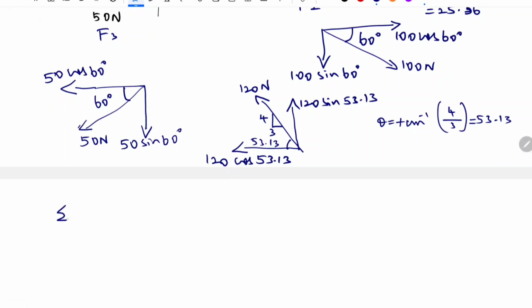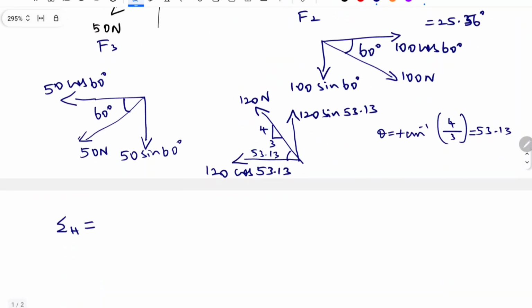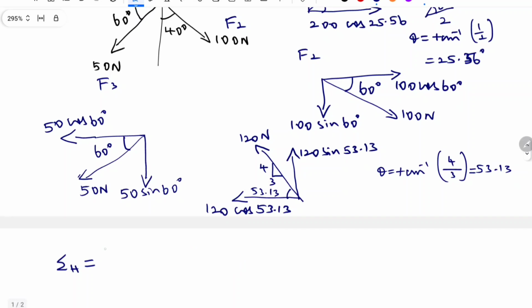First, the summation of horizontal forces, summation of H. So, starting from F1, in the F1, the 200 cos 25.6 is acting in the right side. So, it is considered as positive. So, it is 200 cos 25.56, and in the F2, this 100 cos 60 is acting in the right side. So, it is positive plus 100 cos 60 degree.